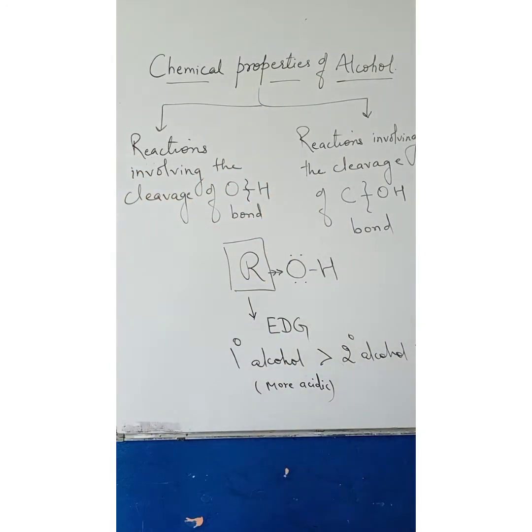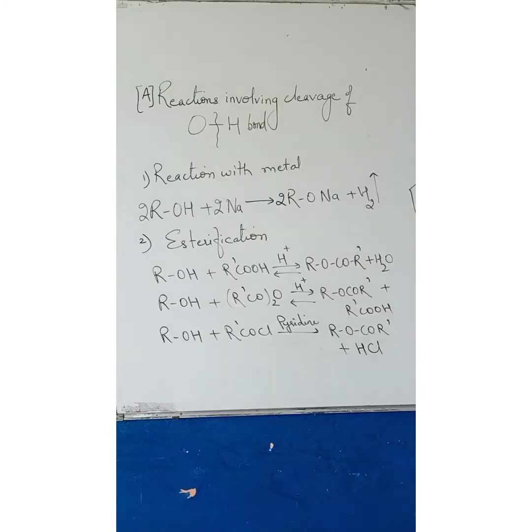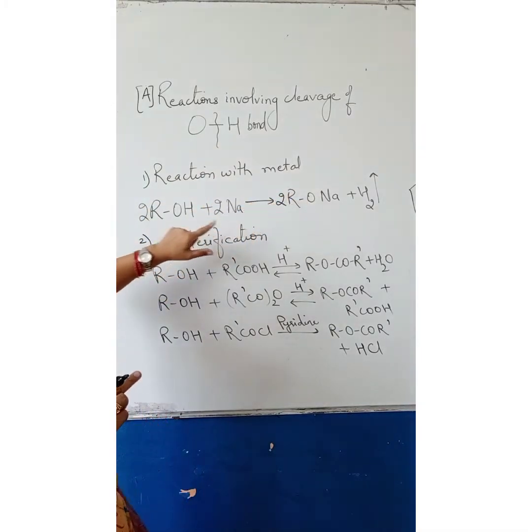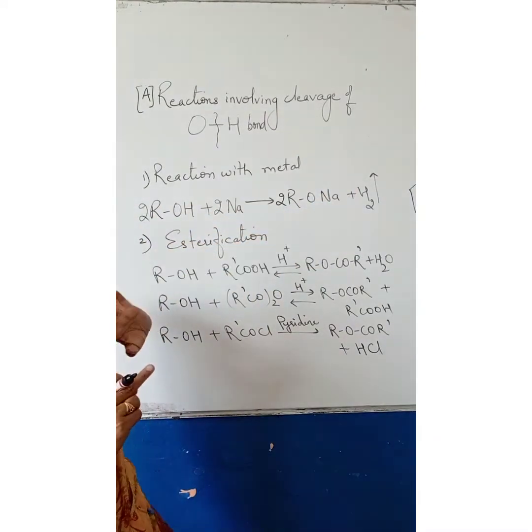Now let us discuss the reactions involving the cleavage of oxygen hydrogen and carbon oxygen bond in detail. Now, reactions involving cleavage of OH bond. The first is reaction with metals. Alcohol reacts with sodium metal to form sodium salt of alcohol with the liberation of hydrogen gas.